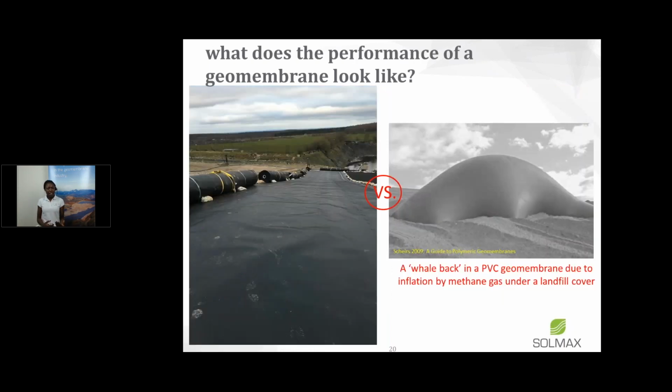Another example is you expect the geomembrane, or you designed it to be a liner in a system. However, because of some site conditions that weren't considered, that liner geomembrane ended up being a cover, an inflated cover. If that geomembrane doesn't have the material properties to be a cover, it's only a matter of time before it actually ruptures.